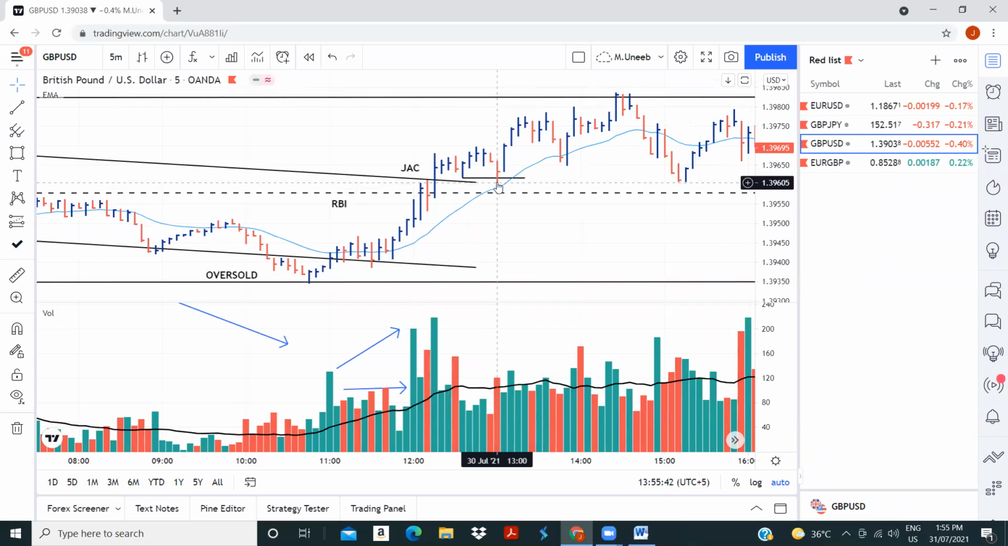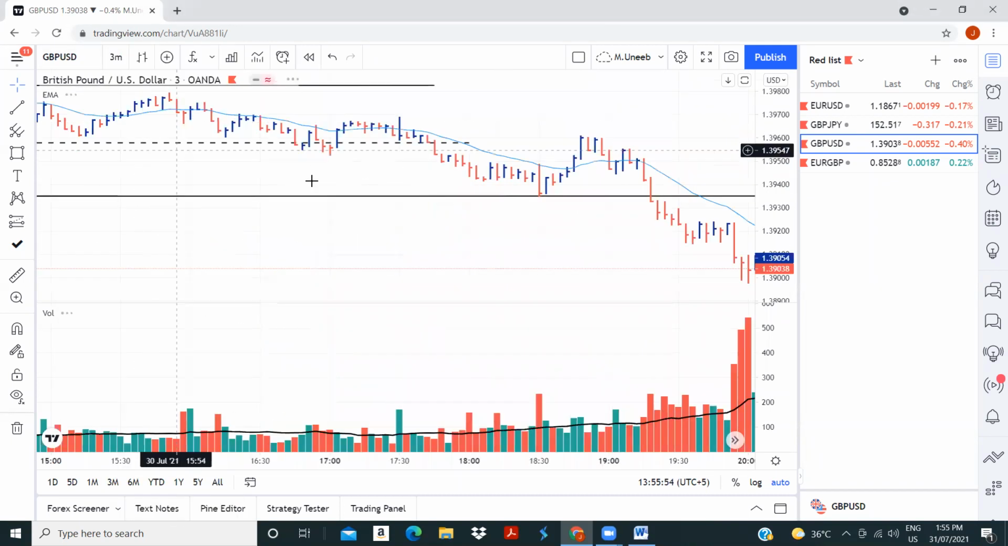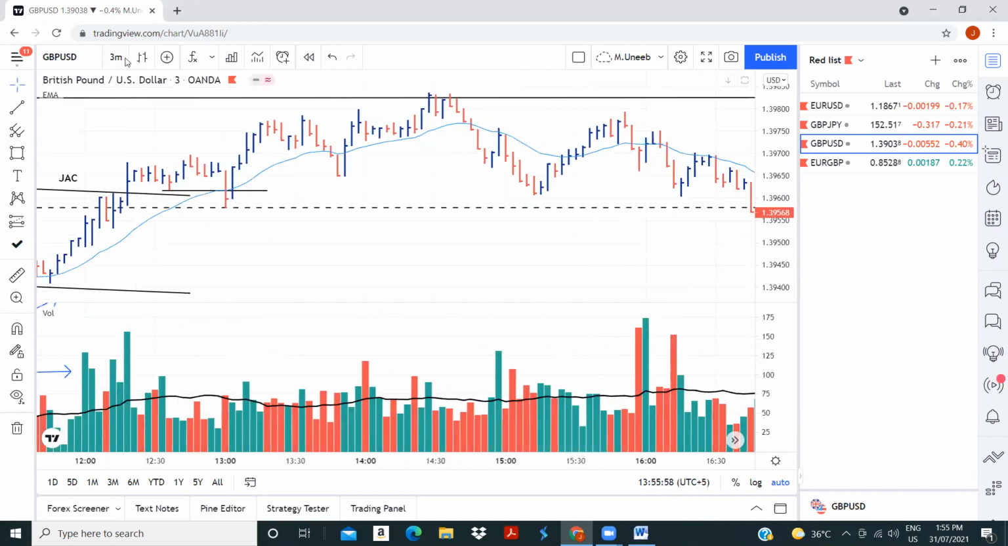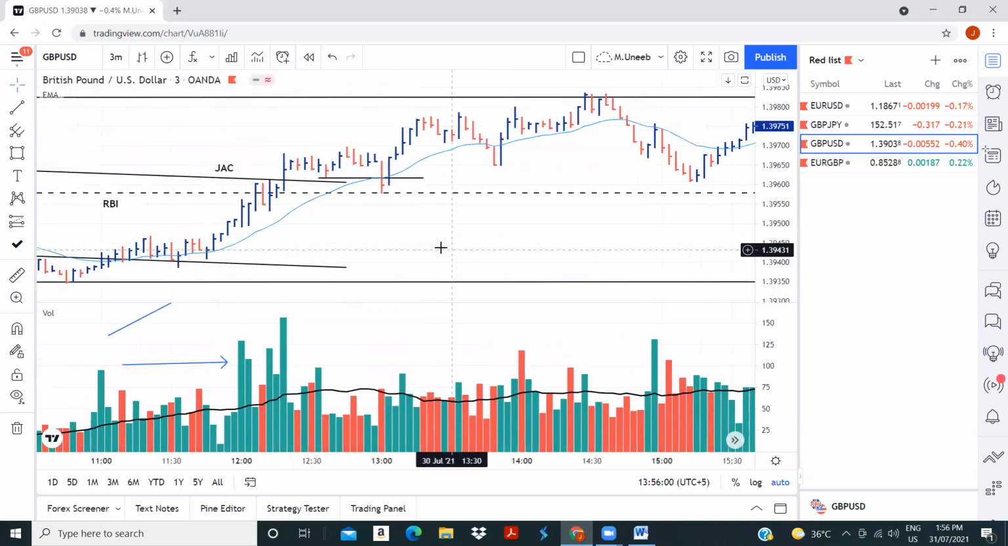What do we have here? This is a hidden spring, right? Yes, hidden spring. Or you can call it a minor spring as well. Now if we move to the 3-minute chart, we can further refine it. Now this is what? This is a hidden spring.